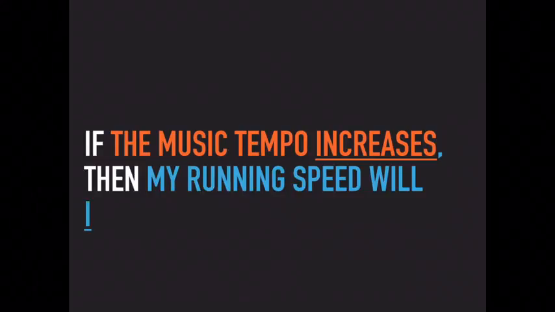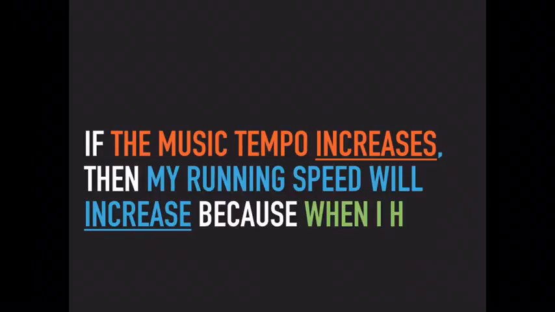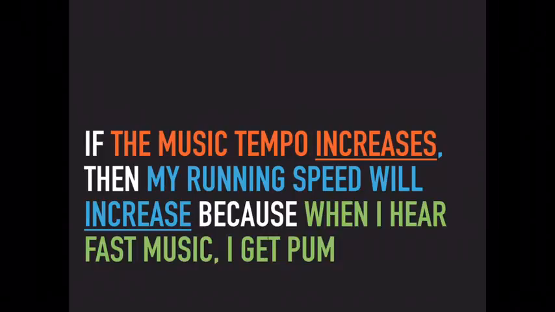All right, so let's take our example. If the music tempo increases, then my running speed will increase because when I hear fast music, I get pumped up. We have in the orange our independent variable. We're talking about increasing the tempo. Then in the blue, I have the dependent variable. My running speed will increase. We could also say my running speed will get faster, but if we can keep it to increase or decrease, that makes it a lot clearer for us.